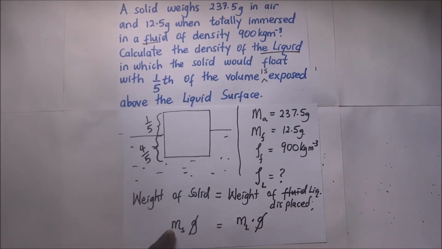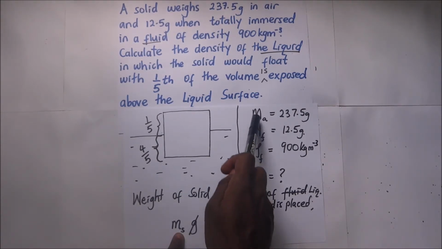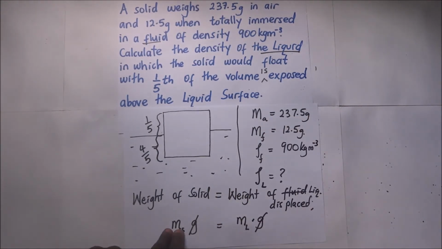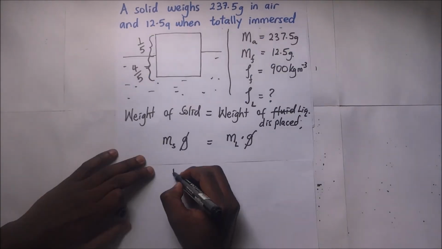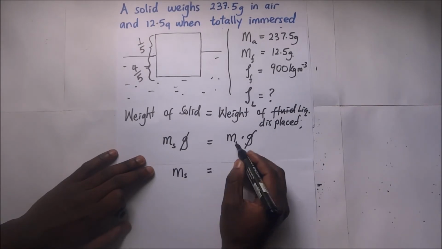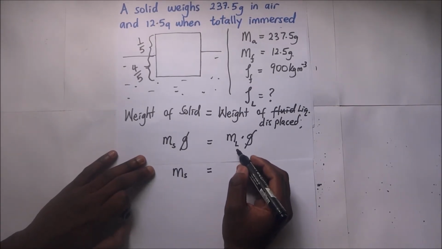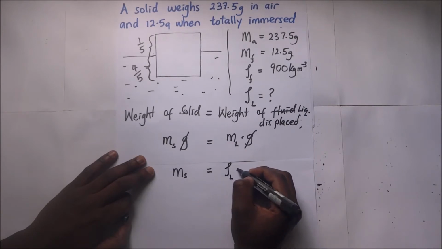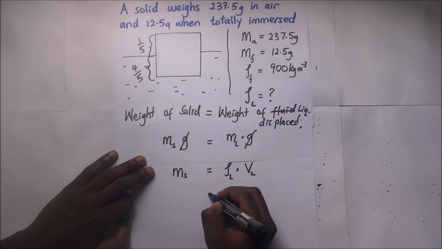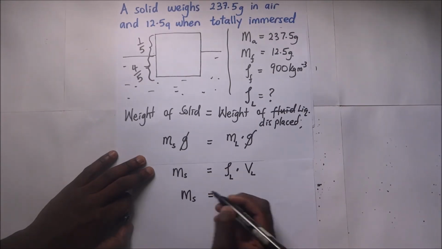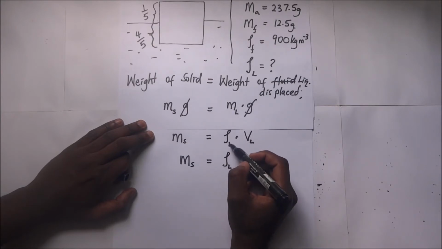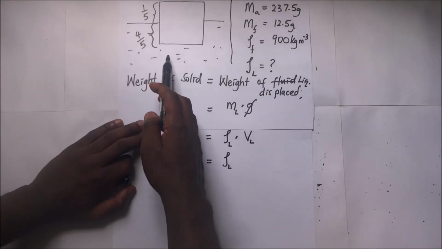Now of course we have the mass of the solid, which you are calling the mass of the solid when it is in air. It is 237.5 grams. So we already have the mass of the solid, but then the mass of the liquid, we need to break this down further. So the mass of the solid is given by the mass of the liquid. Now for the mass of the liquid, mass is given by the density of that liquid multiplied by the volume of that liquid. And so this means that the mass of the solid is going to be given by the density of the liquid. Remember, we are looking for the density of that liquid. That's what the question requires.